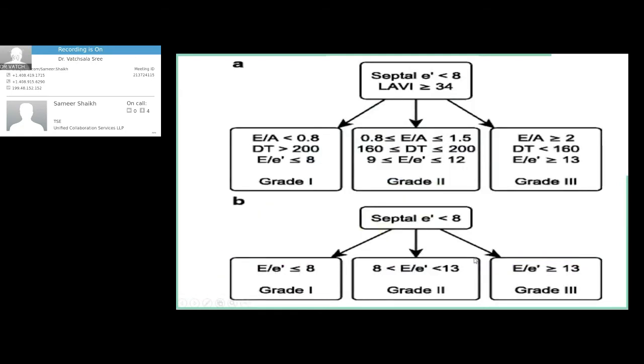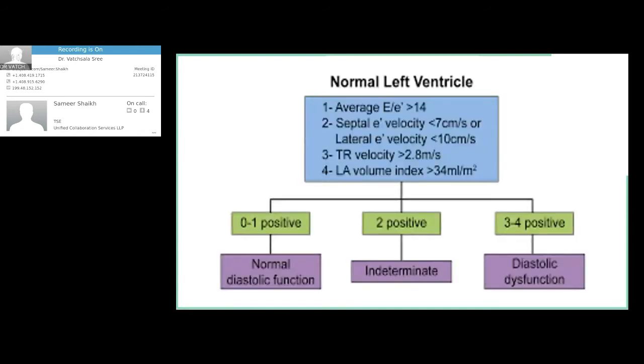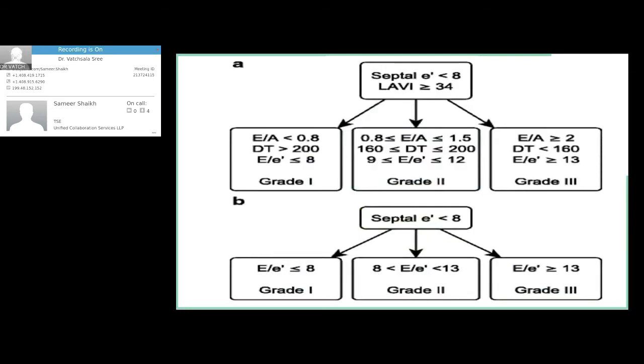Now, once we have established that somebody has diastolic dysfunction assessed by these 4 criteria, the next step is to grade them into grade 1, grade 2 and grade 3. For grading, we need the good old parameters that we've been used to, which is the EA ratio and the DCT. So the numbers are, if the EA ratio is less than 0.8 and the DCT is more than 200, it is grade 1. If the EA ratio is more than 2 and the DCT is less than 160, it is grade 3. Any value in between is grade 2.